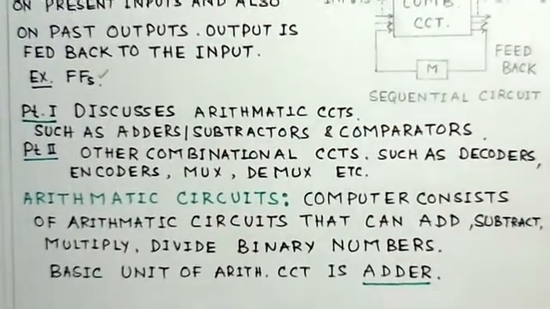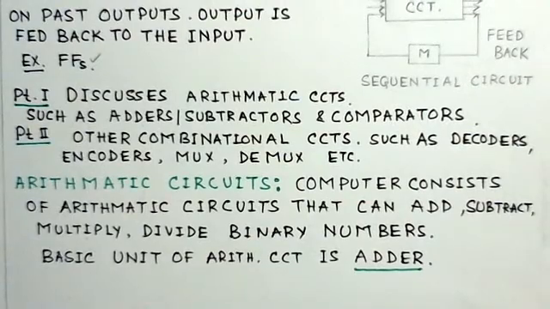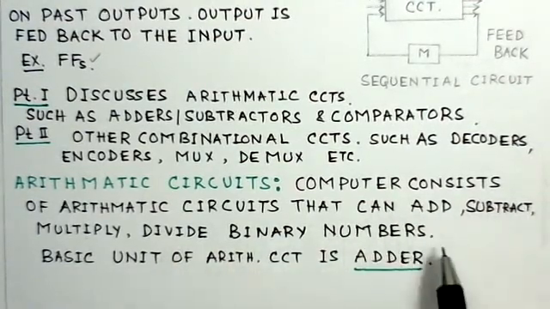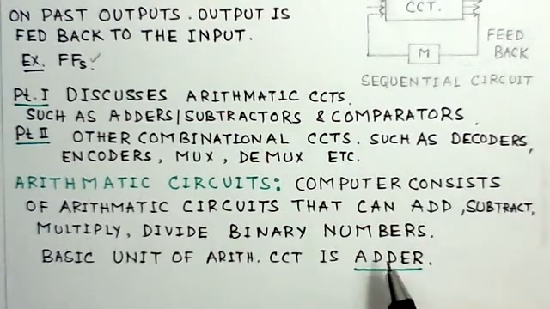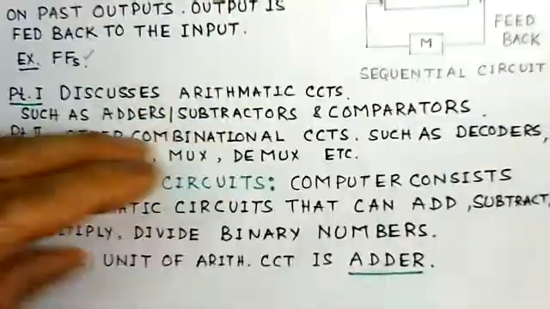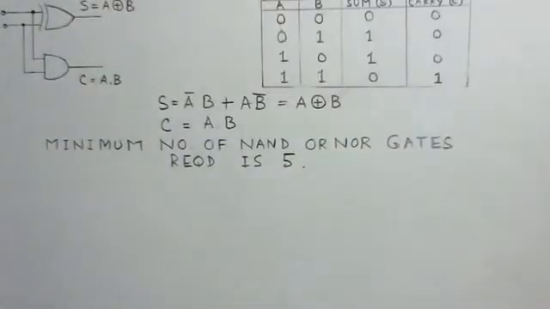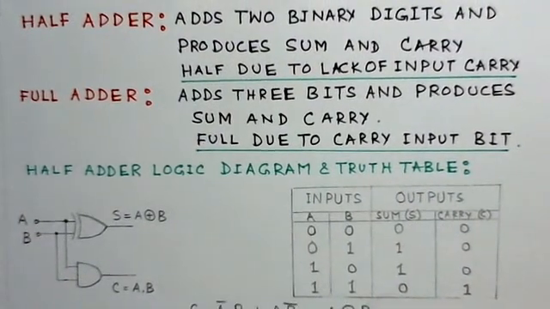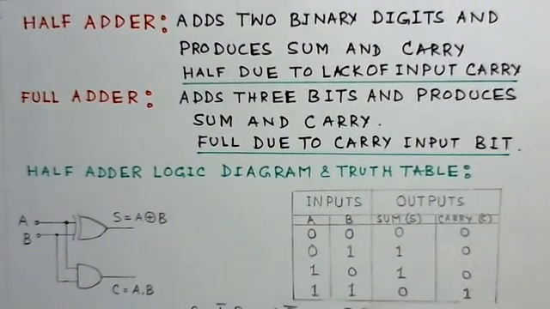Now we'll start with the arithmetic circuits. We know that computer consists of arithmetic circuits that can add, subtract, multiply, divide binary numbers, because computers use binary numbers. So basic unit of arithmetic circuit is the adder. Adder is one of the basic units of the arithmetic circuit. Now we'll see about the adders, then subtractors, and so on.